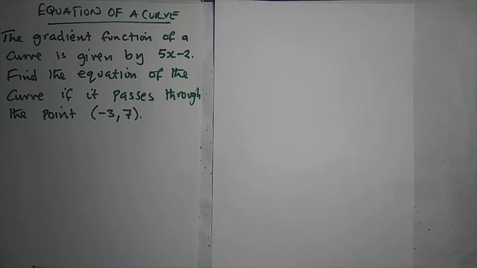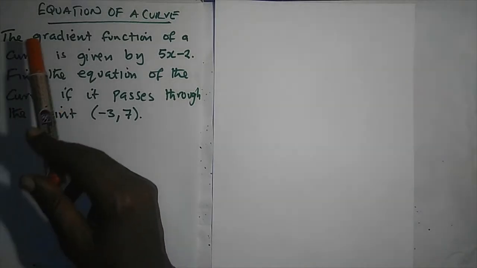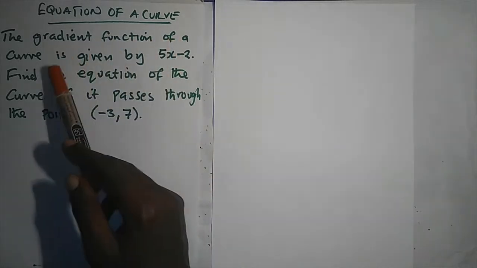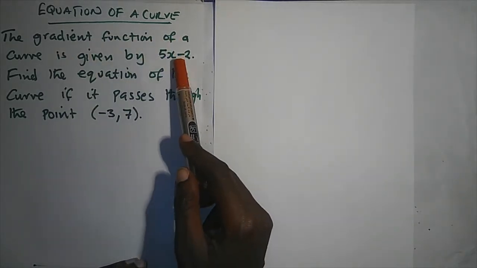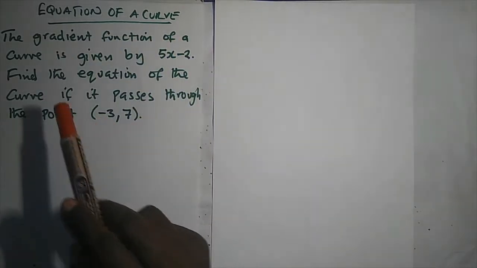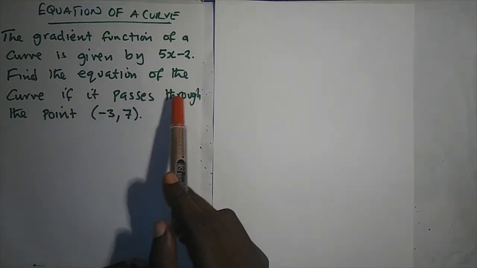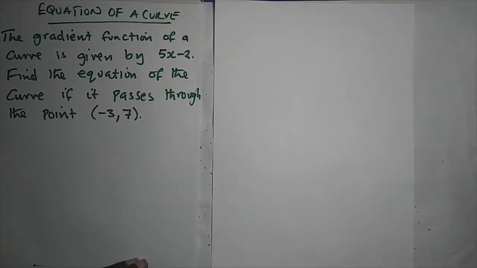Hello, in this video I'm going to show you how to find the equation of a curve given an expression for the gradient. So the question that we have says the gradient function of a curve is given by 5x minus 2. Find the equation of the curve if it passes through the point -3, 7.